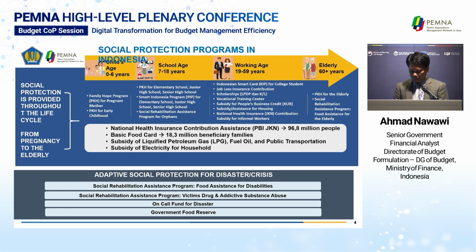So this program not only provides assistance, but also requires recipients to meet qualifications in the field of health and education. Then the Education Assistance Program. This program supports children from elementary school to university. Then Health Protection. This program is provided through the National Health Insurance System. And the Elderly Assistance Program. This program provides support in later stages of life.